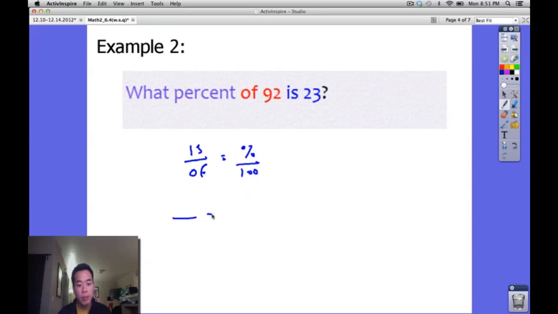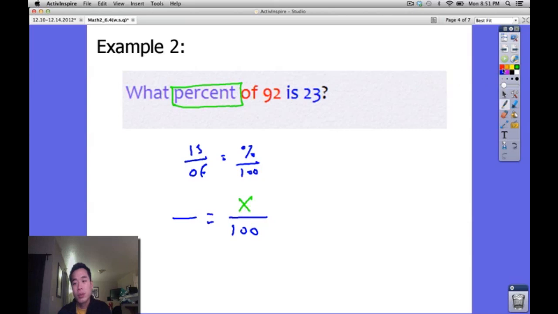Next step, write blank over 100 right here. Next step, find the percent. What percent of 92 is 23? If you notice right away, percent is in a word. So that means I am going to be looking for percent. So I'm going to go ahead and put an x right here.